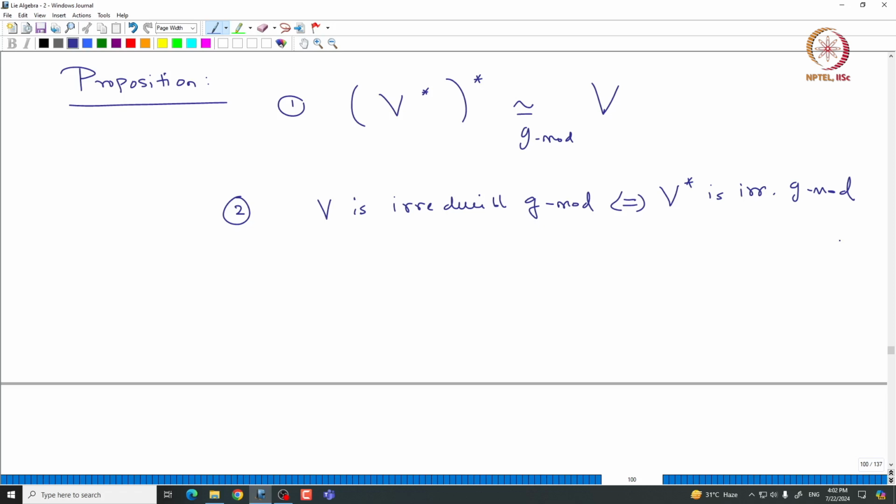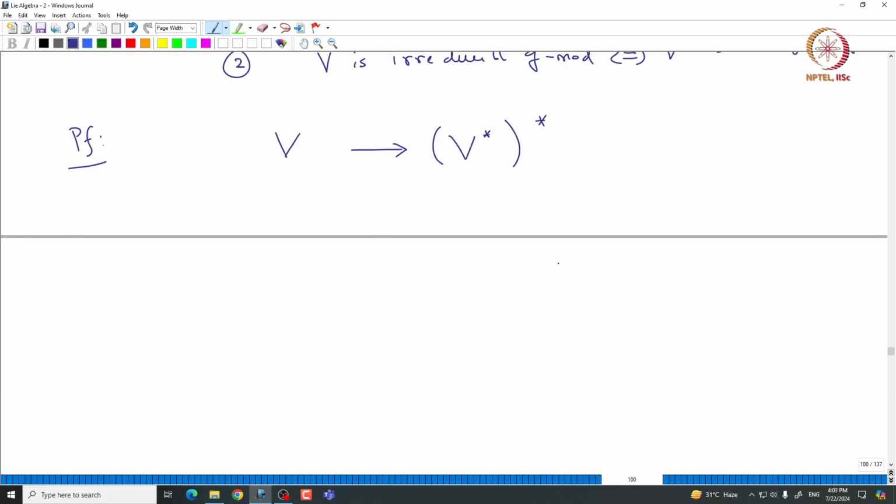So, if we take for example this first isomorphism, how is it actually proved? You can easily construct this natural map from V to V star star. How can one construct it? This is actually called evaluation, so let us call it EV. Given v, we are going to send it to EV_v, which is a map from V star to C. What is it? You take some f and send it to f of v. So, basically given a functional, you just evaluate at v.